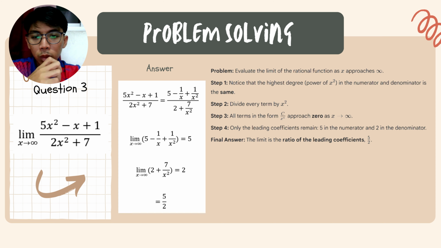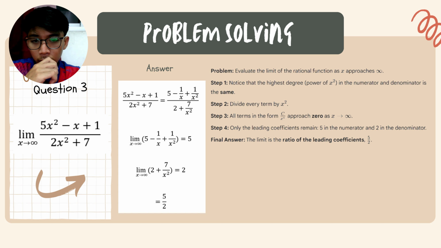Step 1, first we observe the function. We notice that the highest power of x in the numerator and the denominator is the same. This is important because it tells us how the function behaves for very large values of x. Okay, we go to step 2.